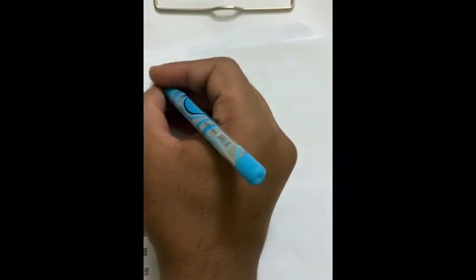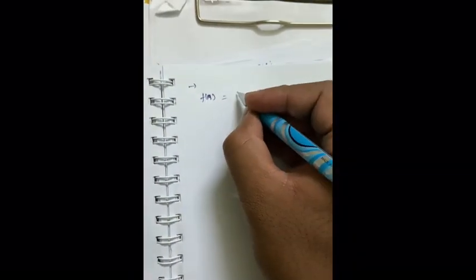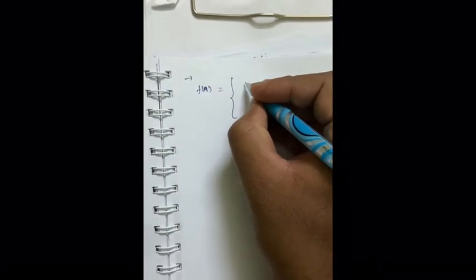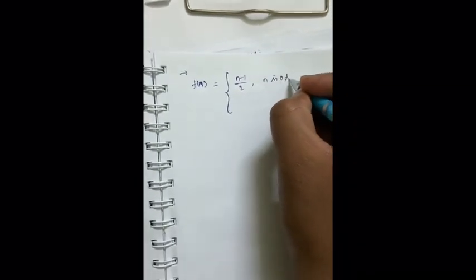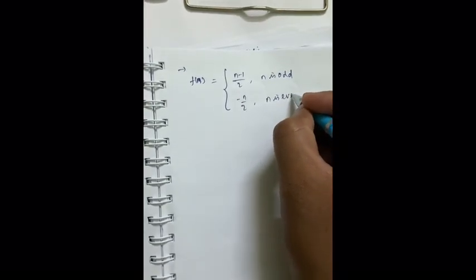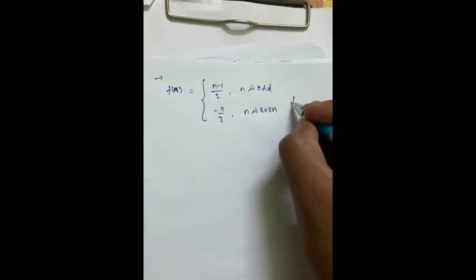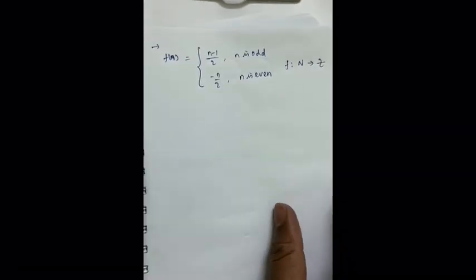f of n is equal to (n minus 1) by 2 if n is odd, and minus n by 2 if n is even. f is a function from natural numbers to integers. Is this function one-one or not?